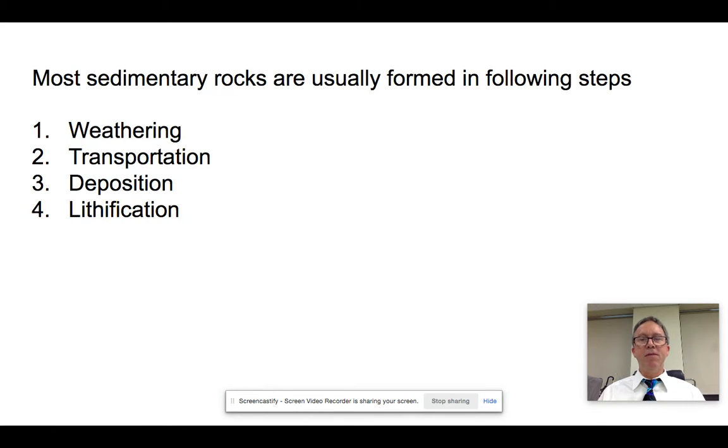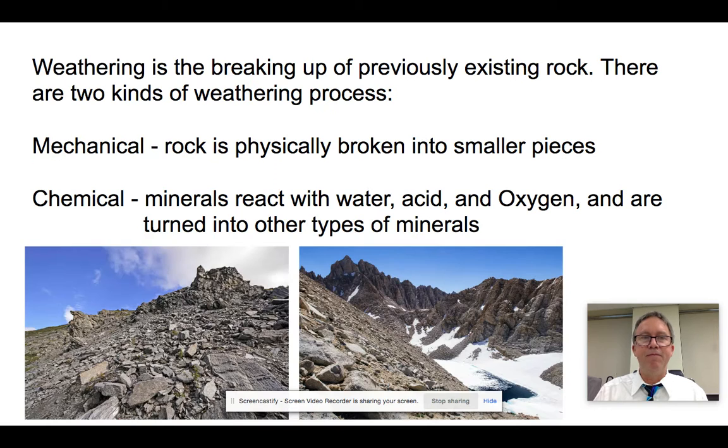So most sedimentary rocks, especially the ones that are formed out of previously existing rocks, are formed in the following steps. You start with a process called weathering. Then you have transportation, where the weathered material is carried to somewhere else. Then you have deposition, where it's let go to fall wherever it is. And then a process called lithification occurs, where it gets turned into a rock. Let's look at each of these in turn.